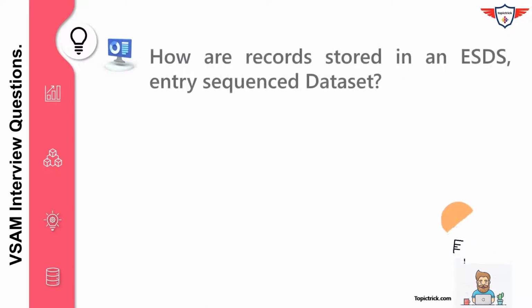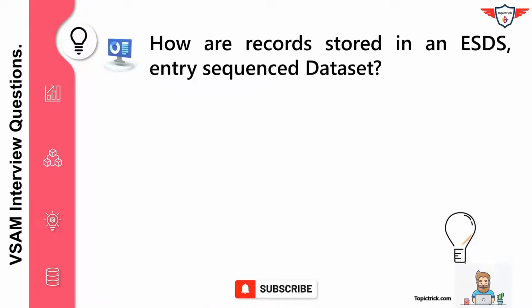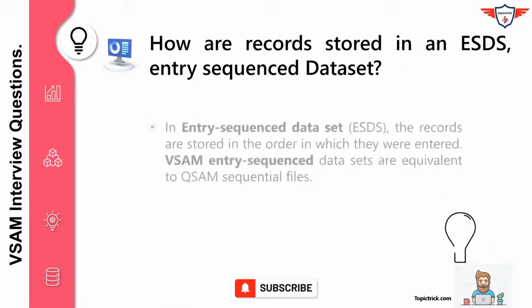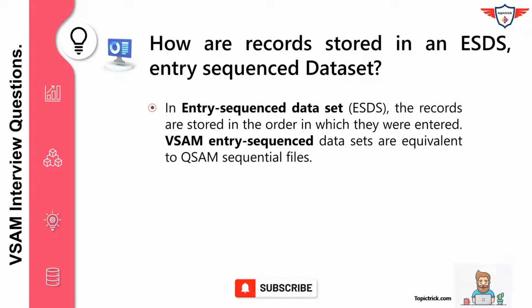How are records stored in an entry sequence dataset, ESDS? In an entry sequence dataset, ESDS, the records are stored in the order in which they were entered. VSAM entry sequence datasets are equivalent to QSAM sequential files. The order of the records is fixed.